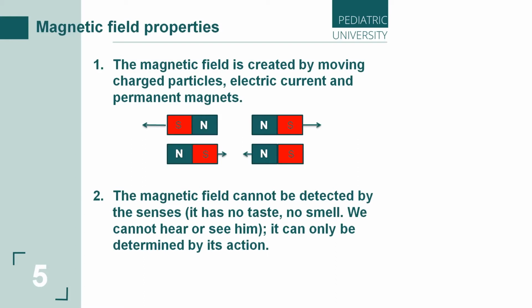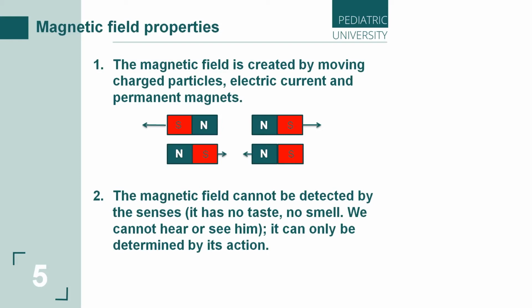To begin with, we must understand who can create the magnetic field. The answer is simple for you. The magnetic field is created by moving charged particles, electric current, and permanent magnets. This is the first property. What is the next? The next property is about how we can detect a magnetic field in the life around us, for example.